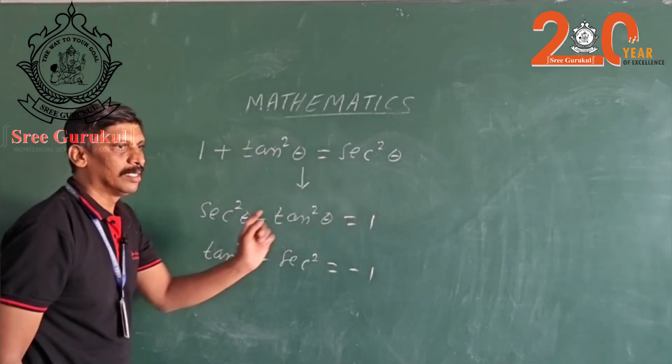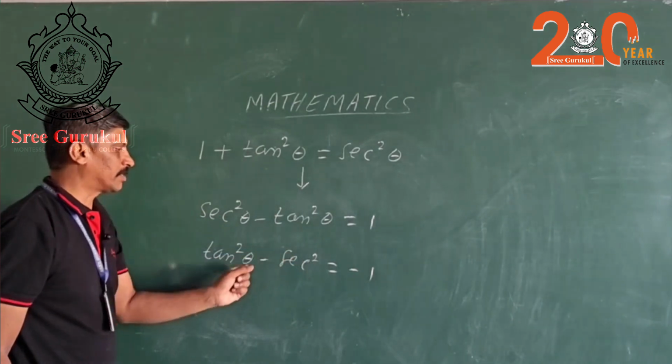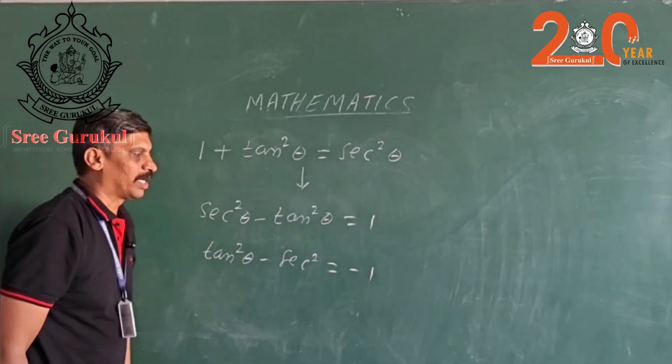a minus b is equal to 1. b minus a is equal to minus 1. Just multiply by the minus sign, then the RHS is also minus 1.